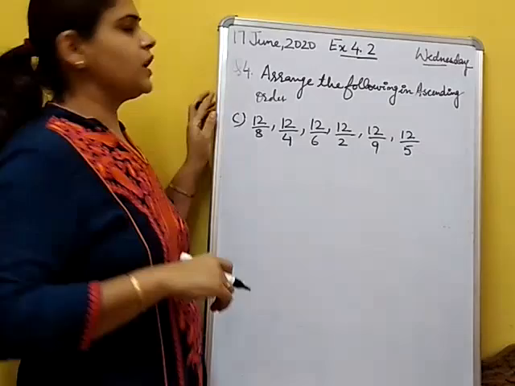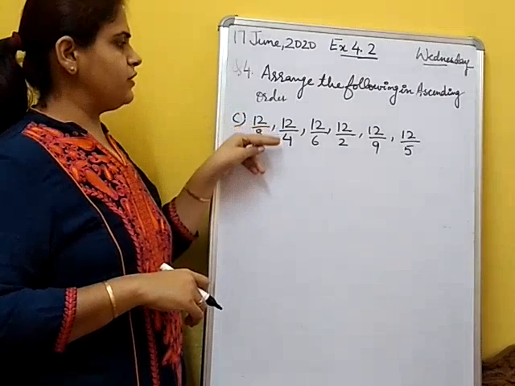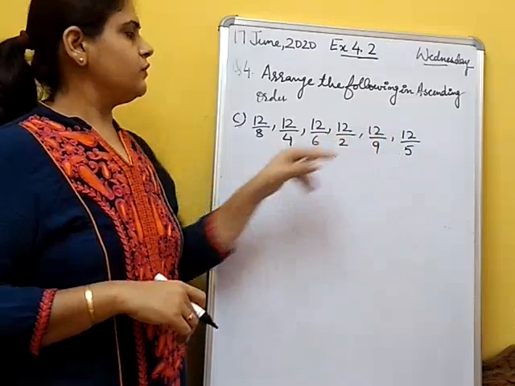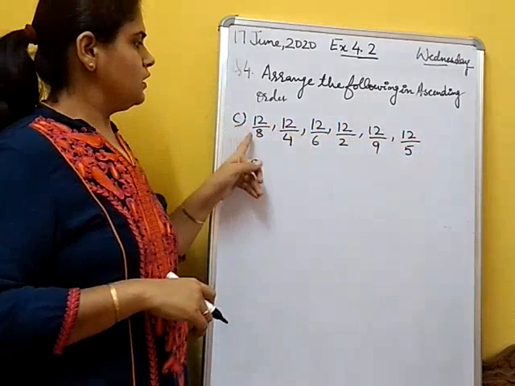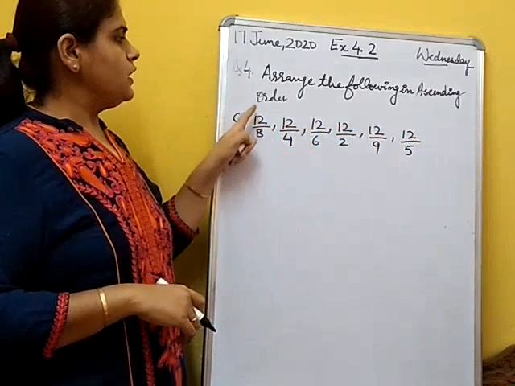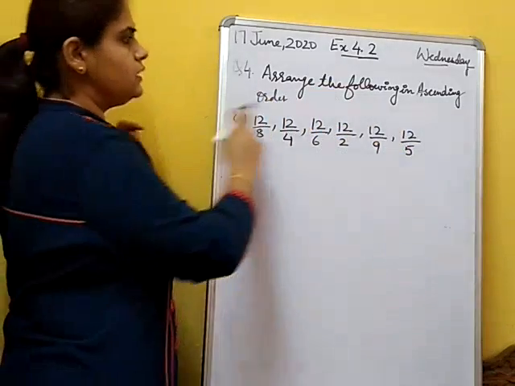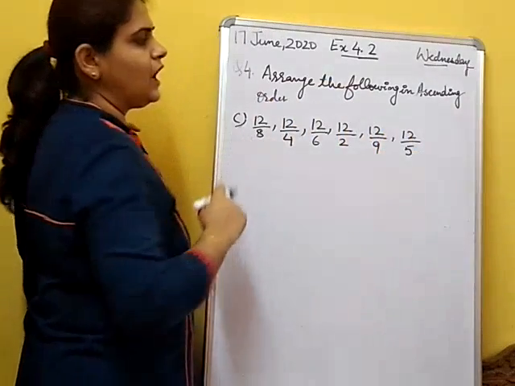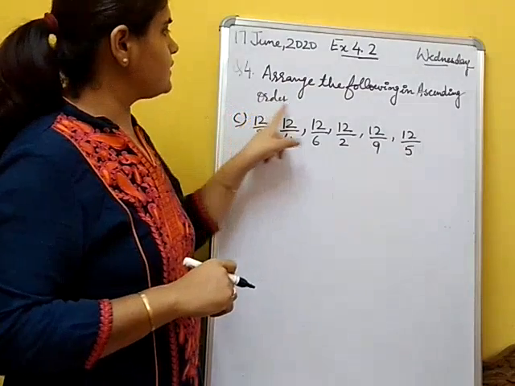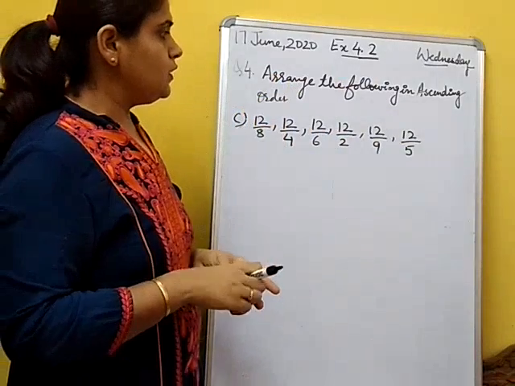Now question number 4, arrange the following in ascending order. C part: 12 by 8, 12 by 4, 12 by 6, 12 by 2, 12 by 9 and 12 by 5. In each fraction, see the numerator. In each case, the numerator is 12. So we can treat these 6 fractions as unit fractions, as the numerators are the same in this case. So we will see the denominator.